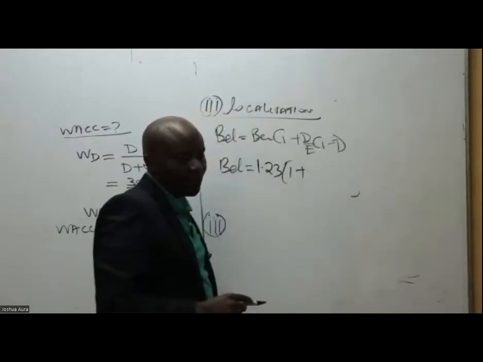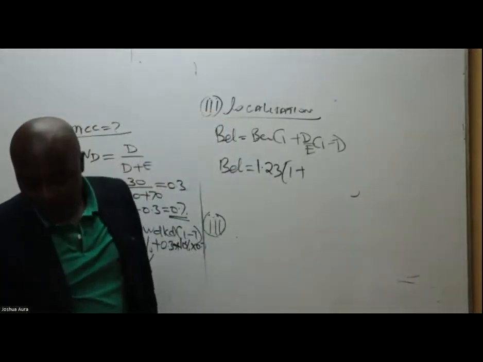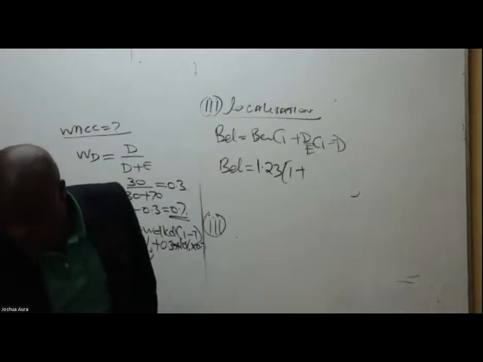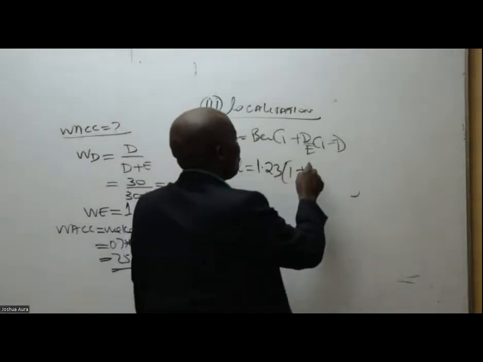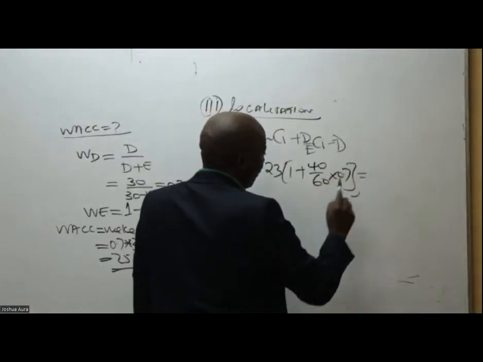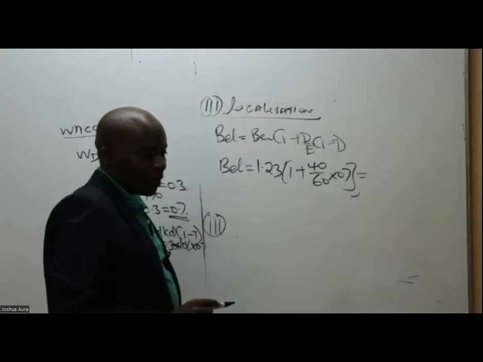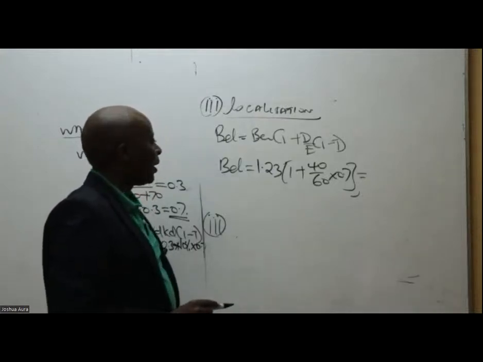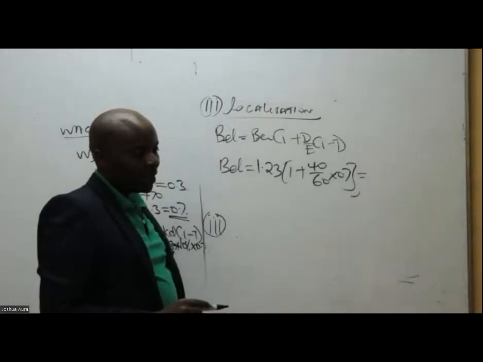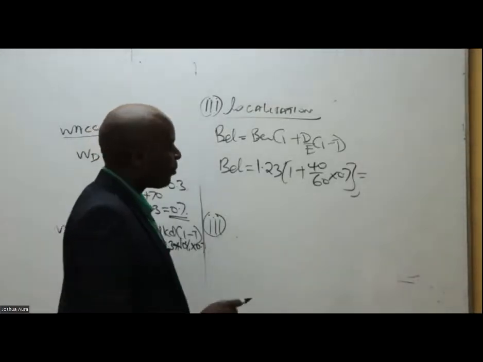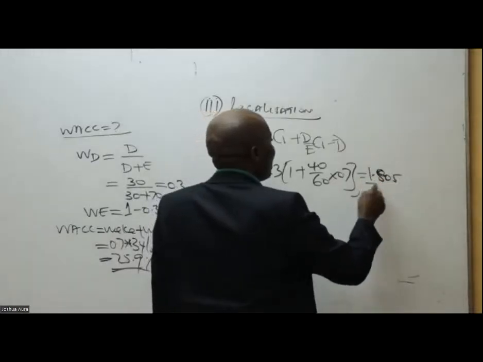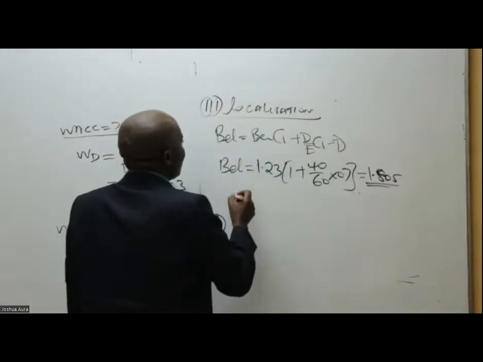They have given us the debt percentage. These guys have given us the debt percentage as 40, 60. So plus 40 over 60 times 0.7. So could you kindly give me the final answer there? The bell. So 1.805. So once I get this 1.805, I'll be able to move to the next thing.